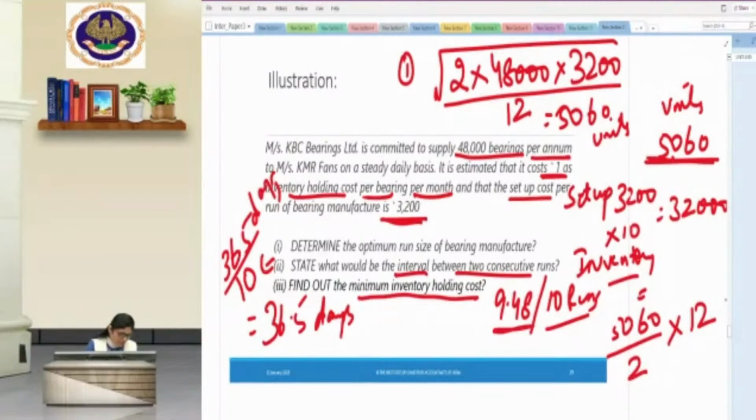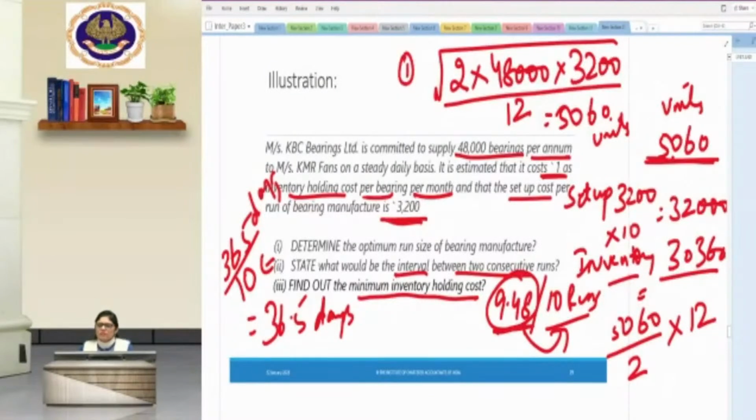So 5060 divided by 2 into 12 will come out to 3,360. The fractional difference is because we have taken the run as 10 runs. Clear? If we take 9.48, then exactly the same amount is going to come. Because we have converted 9.48 to 10, there is some difference between the two figures. Otherwise, the setup cost and inventory holding cost are the same for the EBQ units. All right. But here we have converted the fraction. That's why there's some difference.